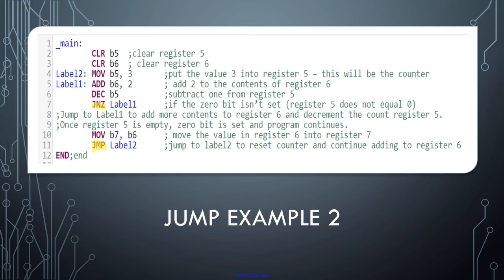Okay, so let's go ahead and step through this code. Of course, we are starting with our underscore main. We clear out our registers in lines 2 and 3 as per the last code. Now you'll notice in this code we also have 2 labels. So label 2, this action we're going to repeat at some point, most likely. We are going to move the value of 3 into register 5. And this is going to be our counter.